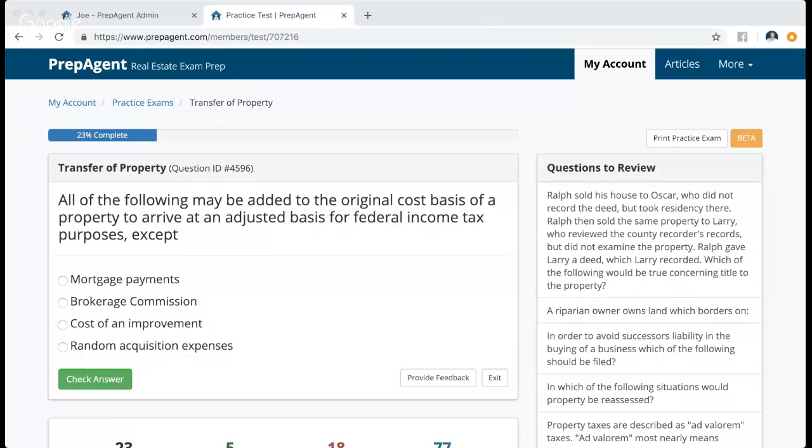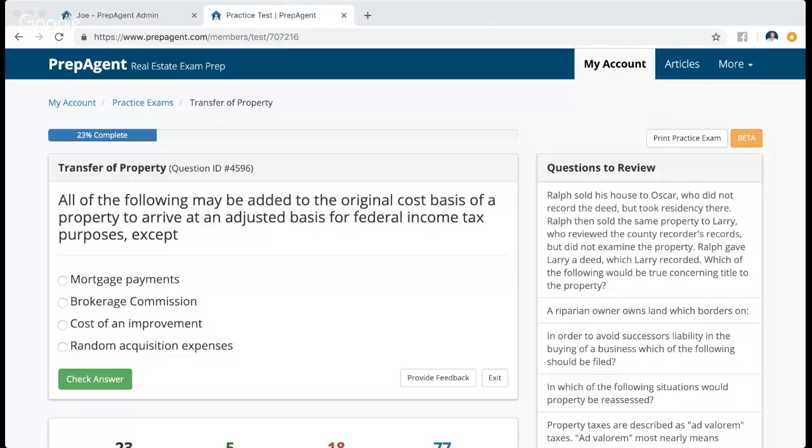All right, so total property transfer. So what is a deed? What do you guys think? What's a deed? Who knows? The deed is evidence of a transfer. Good.